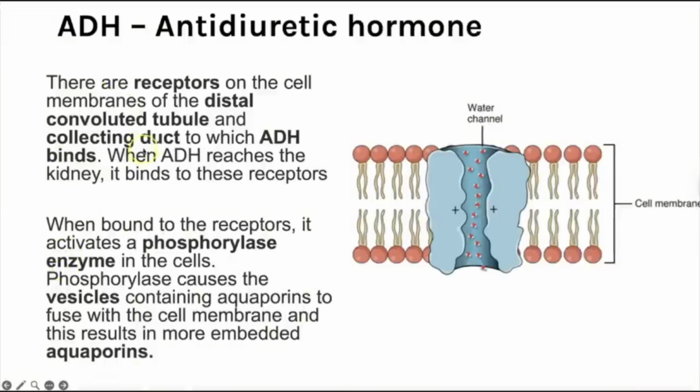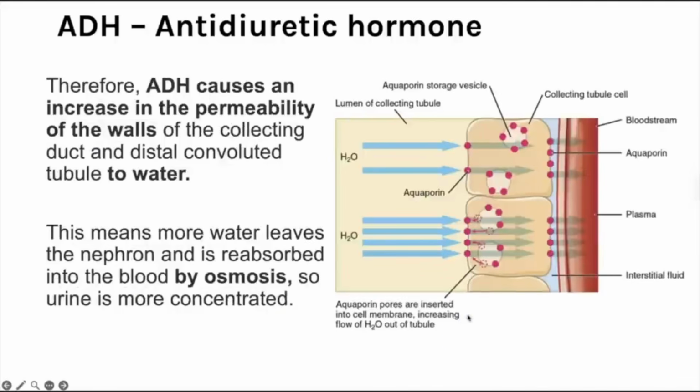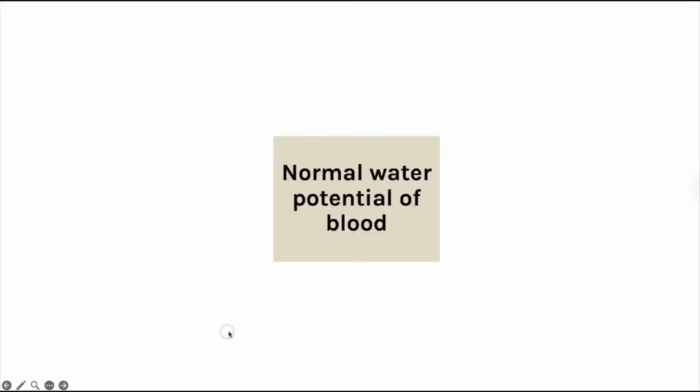You do need to know that ADH binds to the receptors and increases the permeability of the cell membrane to water. Aquaporins is often a mark as well. So therefore, ADH causes an increase in the permeability of the walls of the collecting ducts and the convoluted tubule, which means more water will move into those cells and then into the blood by osmosis. And therefore, urine is more concentrated and you return more water to the blood.